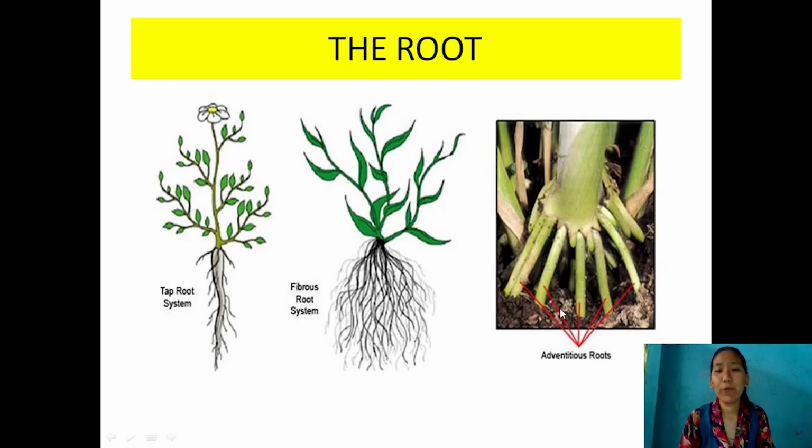Now the third type of root is the root which develops from a part other than the radicle. Such roots are called adventitious roots. Here the example plant is maize, and you find that these roots develop from the nodes. These are the node regions of a stem. From the stem, there is a formation of roots, that is adventitious roots.